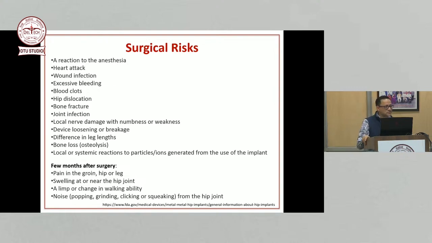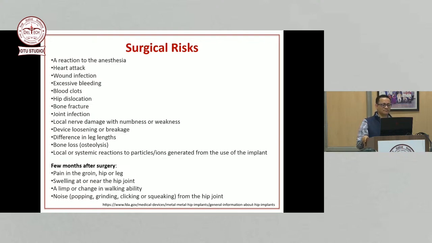But after a few months of surgery, it can still lead to pain in the hip or leg, swelling near the hip joint, limp or change in the walking ability, and noise or popping or squeaking can happen, which is a little bit indicative that something is not right. So that can be concerning.